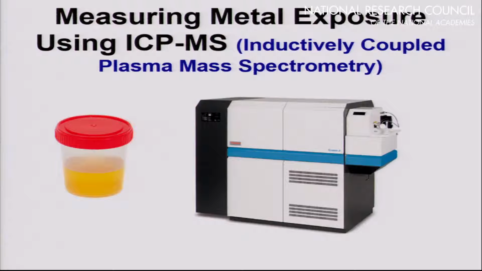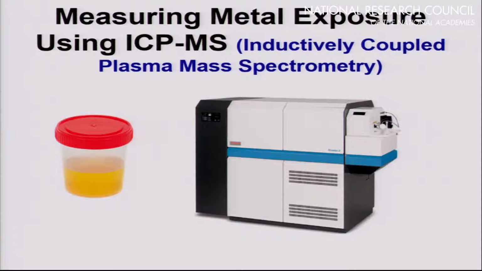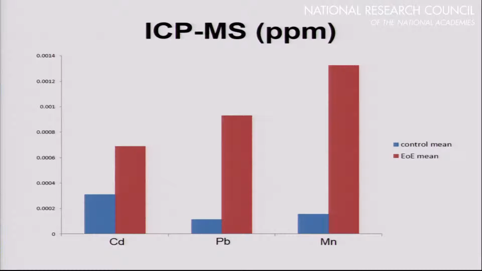So as I said, we use inductively coupled plasma mass spec. This is a great tool, a very sensitive tool for detecting metals, both endogenous as well as exogenous metals. And we collected, in this case, I think it was about 30 EoE and about 30 controls, age matched, gender matched.